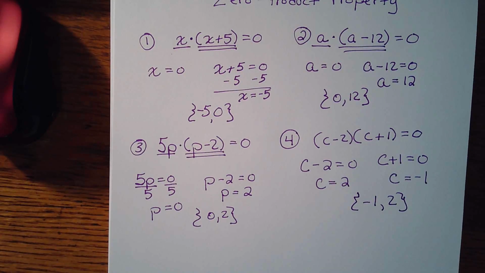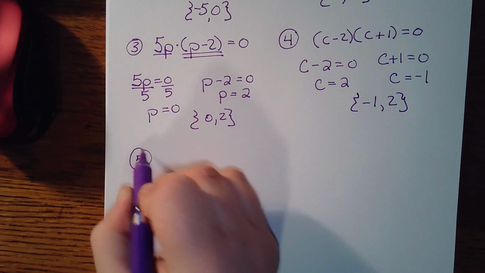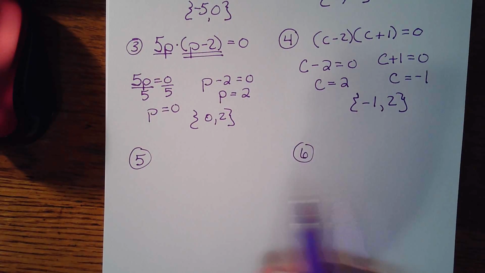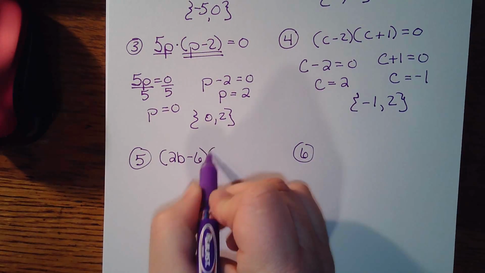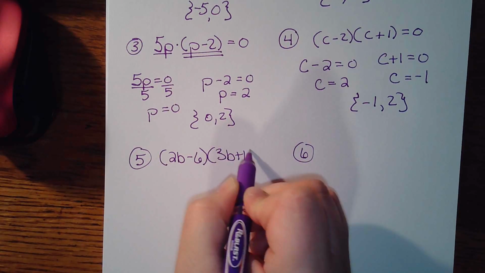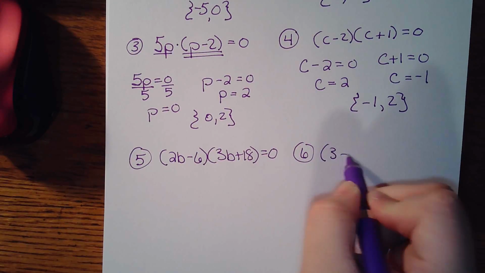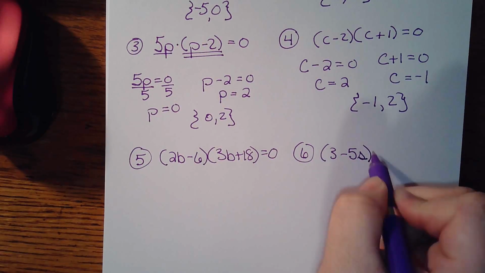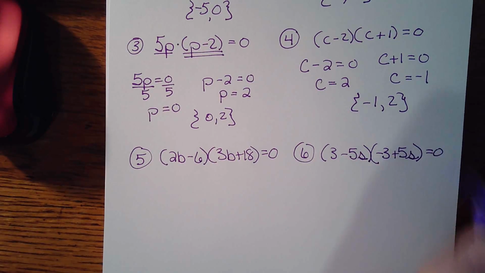So now that hopefully you're getting the gist of this, let's throw some other quirky ones in. So far, we haven't had too difficult patterns to follow. So let's look at 5 and 6, because now we're starting to get in some different patterns. So for number 5, we have 2b minus 6, and I have 3b plus 18. And then number 6, we have 3 minus 5s and negative 3 plus 5s. And yes, I wrote them as cursive s's to make that a little easier.